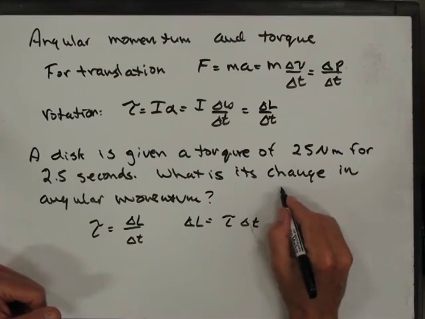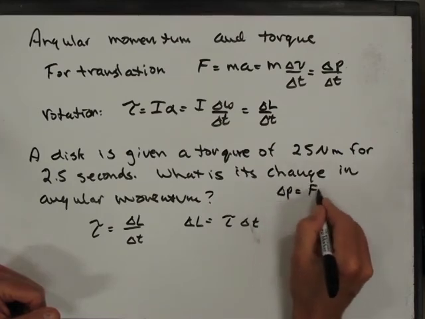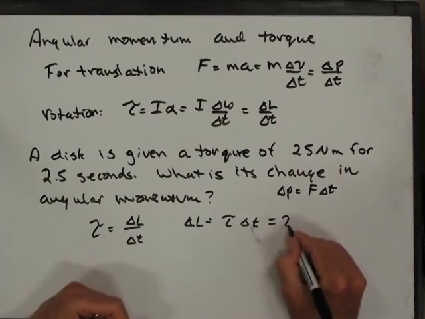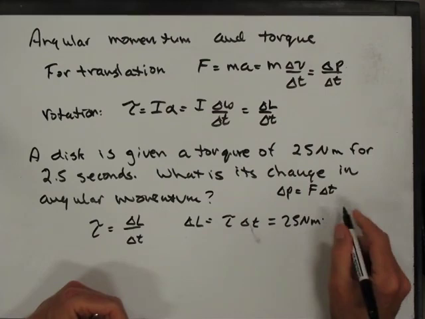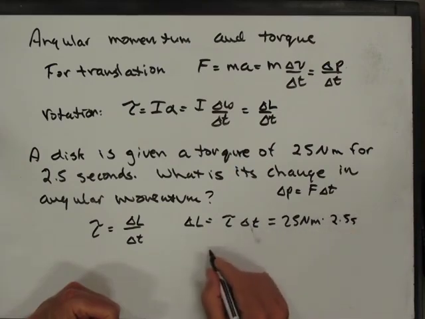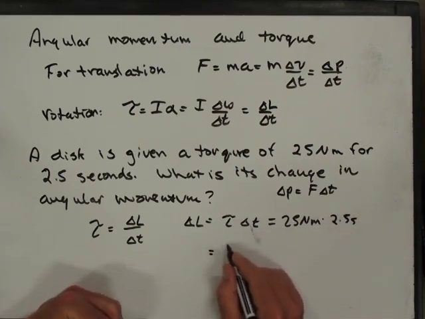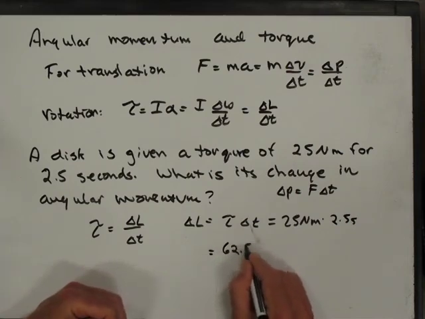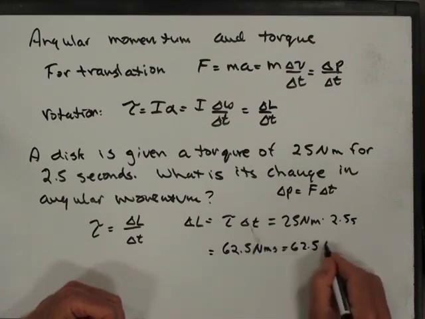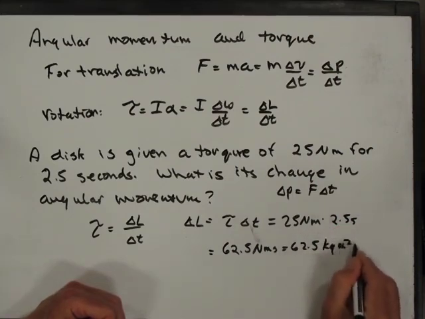Remember, we had the change in linear momentum equal to the force times the change in time, and we call that the impulse. And so in this case, the torque is 25 Newton meters times 2.5 seconds, which is 62.5 Newton meter seconds, which is 62.5 kilogram meter squared per second.